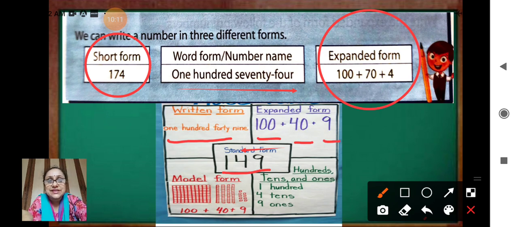And here you can see the model form, the blocks. Okay, 100, then plus 40, you can see the block of 100, then 40, so 4 tens makes 40. Okay, and plus 9 ones, and again hundreds, tens and ones, 100, 4 tens, 9 ones. So children, just remember this: hundreds, tens, ones, and how you have to find out, to put the numbers, or you have to put the digit in which place. Okay, in hundreds, tens, ones place.